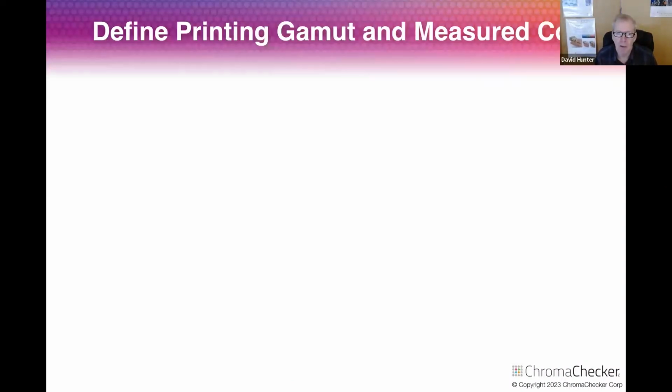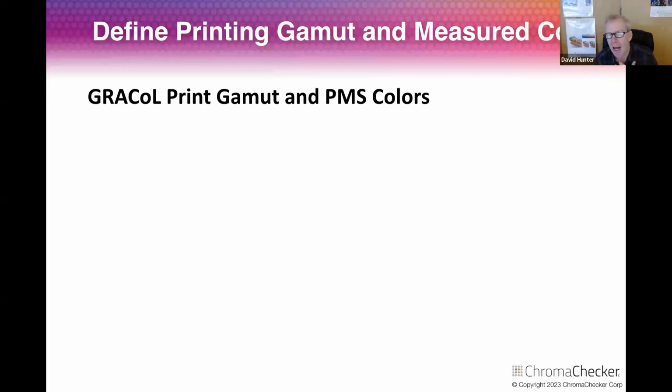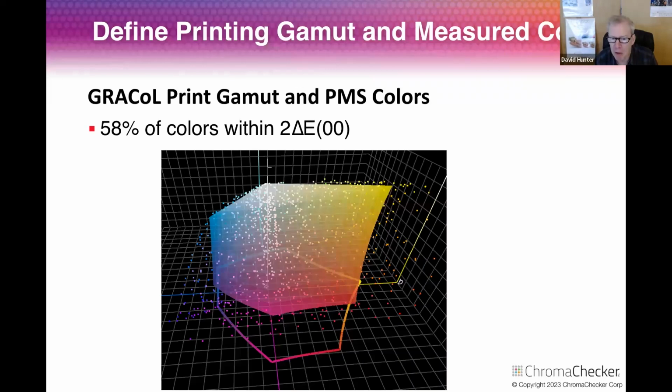Now, when we define the printing gamut and measure color with that printing gamut, I like to use the example of a GRACoL gamut. GRACoL is the North American standard for printing on a coated paper stock. And we can represent the GRACoL print gamut in a three-dimensional graphic, like I'm showing on the screen. That shaded outline is the range of color that a print, when printed on coated paper, is capable of attaining.